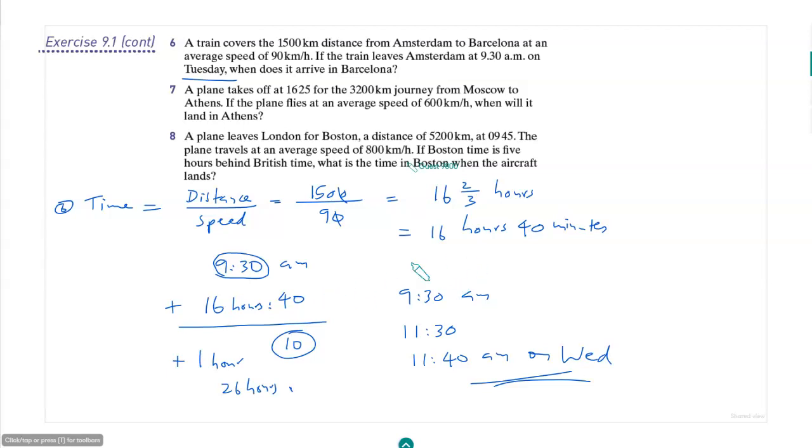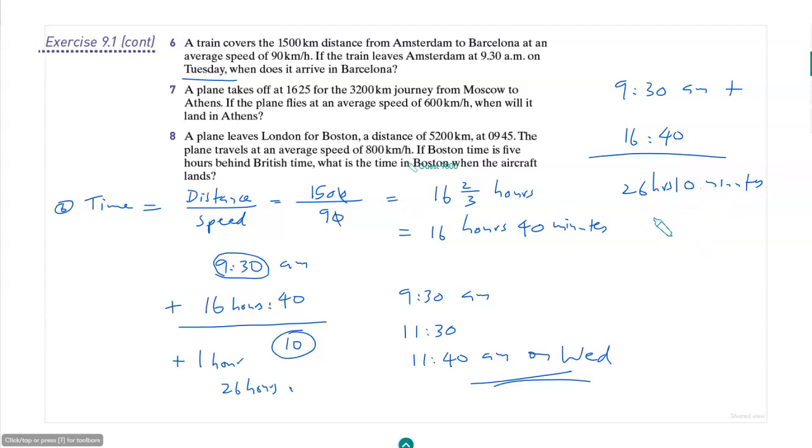Got it. So the thing is you have to add 9:30 a.m. and 16 hours 40 minutes, right? So 30 plus 40 is 70 minutes. 70 minutes is actually 1 hour and 10 minutes. So this is actually 10. So you have that 1 hour. 1 plus 9, 10, 10 plus 16, 26. So 26 hours, 10 minutes have passed, right?